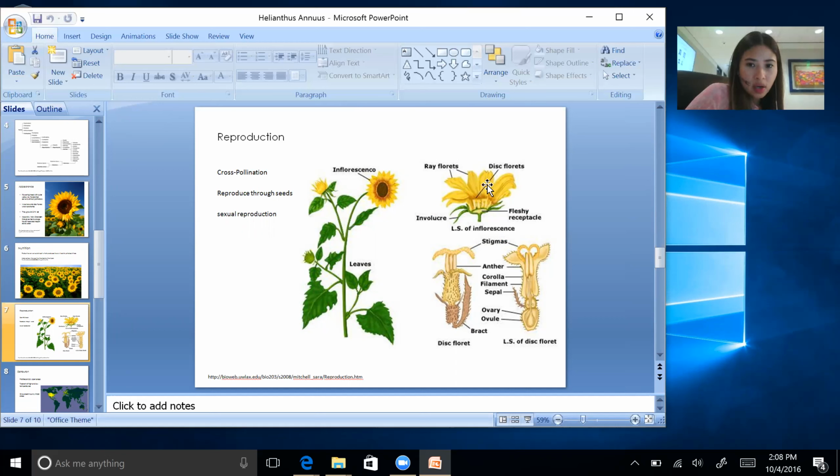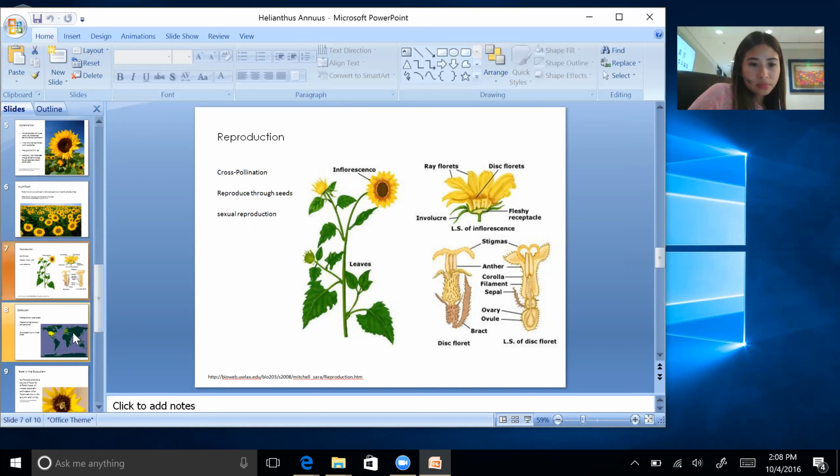The ray florets only have one sexual reproductive organ, and that's why those cannot reproduce. The disc florets, however, have two sexual reproductive organs, a male and a female, so those are able to reproduce.